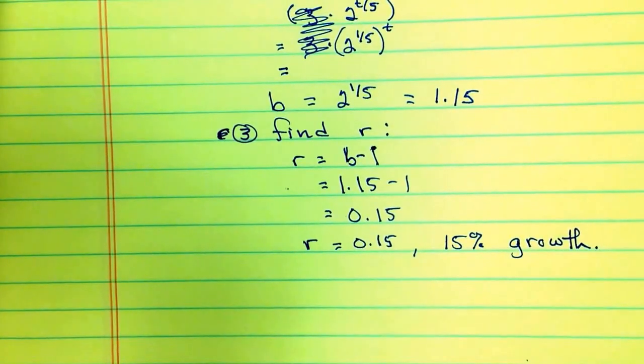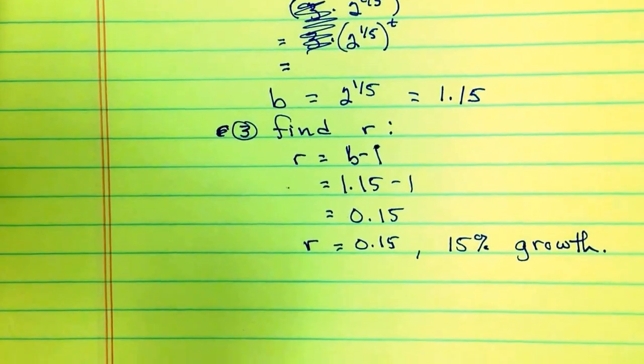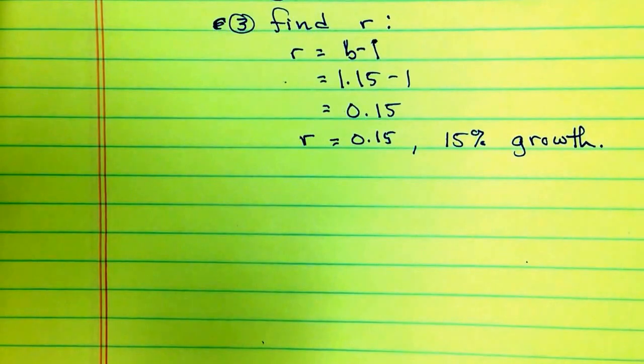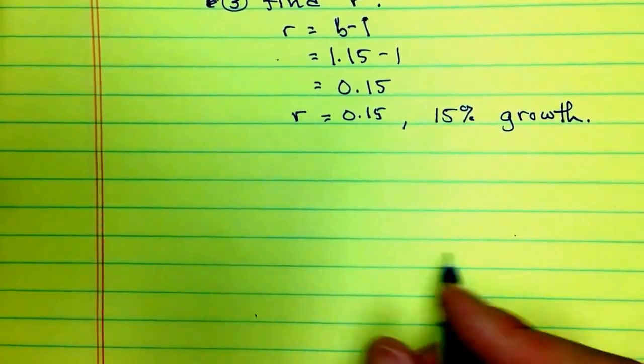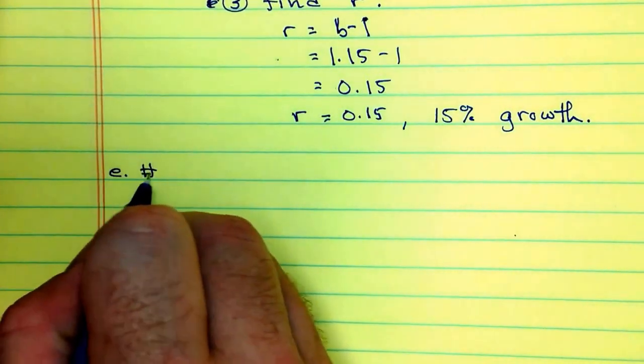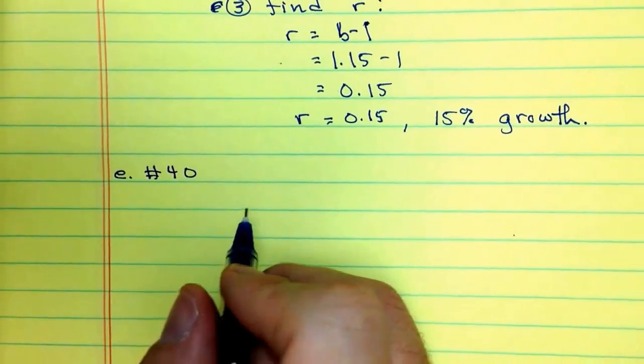Keep losing y'all today. All right, and we'll do one more. A little E, number 40. Running low on time, so let's see.